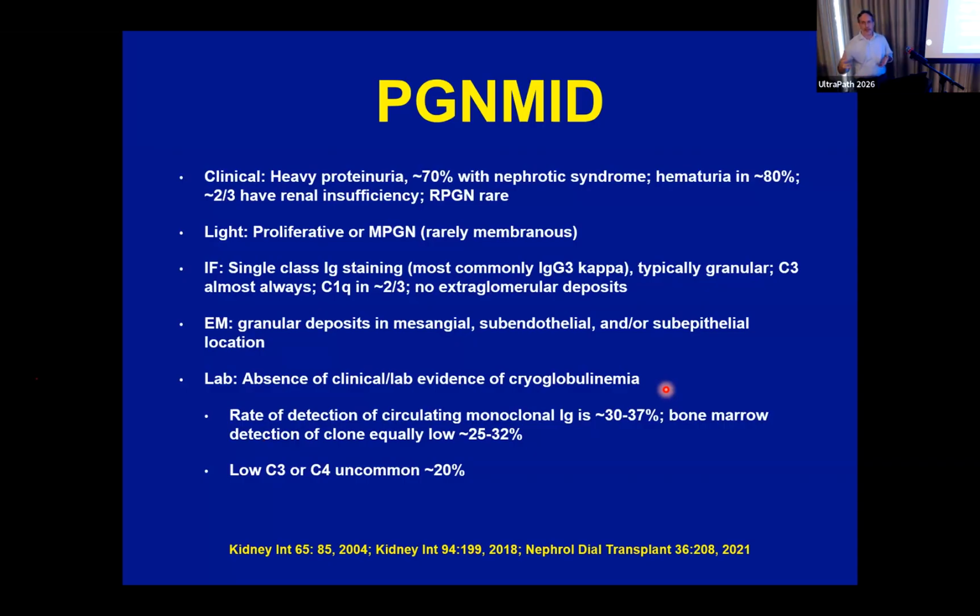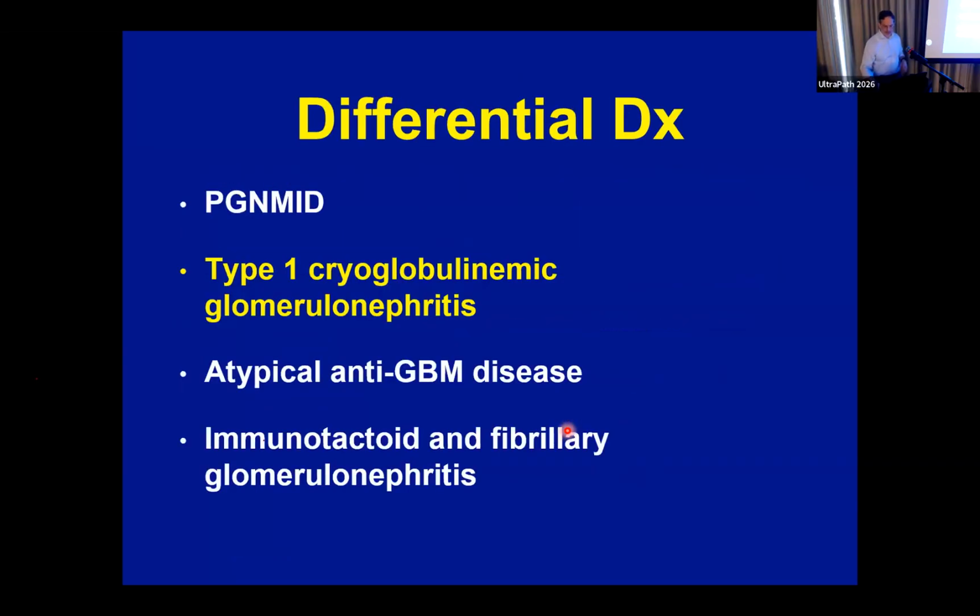And what I think is very interesting about this, even though we get this light chain restricted staining in them, the rate of detecting a circulating monoclonal is actually uncommon. Only about 1/3 of the patients. And even when they do look at bone marrows, it's still equally low prevalence, about 25 to 30% of those patients. Most of these patients don't have hypocomplementemia, although you can see it about 20% of the time. So this is not bad for our case.